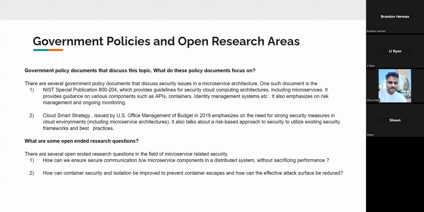There are several open-ended research questions in the field of microservices-related security, and a few of those are: how can we ensure secure communications between microservices components in a distributed system without sacrificing performance? Another one is how can container security and isolation be improved to prevent container escapes? And how can the effective attack surface be reduced?